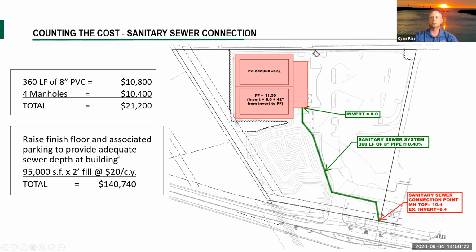But where the real cost addition came in was the finished floor. If you remember, being so far away drove the invert, which drove the finished floor up. We had a finished floor of 11.5 with an existing ground at elevation 9, and you're filling for your building, but you're also starting to fill out into some of your parking lot until you can start making up grade. So I just took an estimate of the general area that I felt like we would have to fill. If we just filled that up 2 feet at $20 a yard, the fill cost for raising that building up to the elevation it needed to be at was going to be about $140,000.